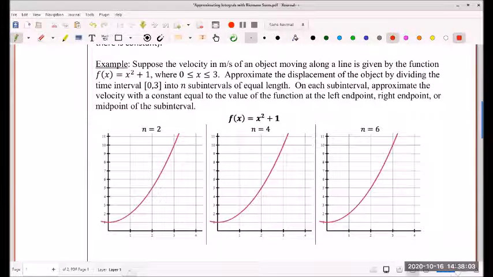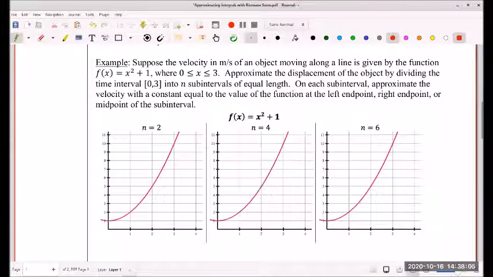So let's take this example here. Suppose the velocity in meters per second of an object moving along a line is given by this function, right? So again, we have on the y-axis the velocity, and on the x-axis the time. In this case, the units on the y-axis are meters per second, and the units on the x-axis are seconds. So we have x squared plus 1 with x between 0 and 3, and we want to approximate the displacement of the object. So what we do is we use n subintervals. In this case, we'll use n equals 2 subintervals.